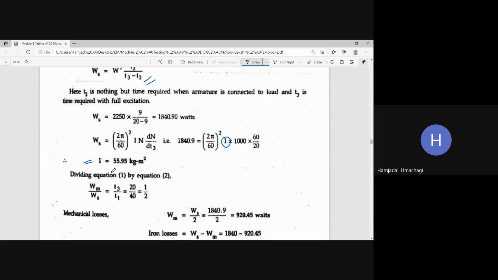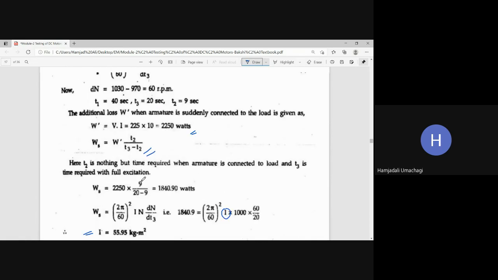Now let us see the next case. Dividing equation 1 by equation 2. Equation 1 is the mechanical loss, and equation 2 is the stray loss information.